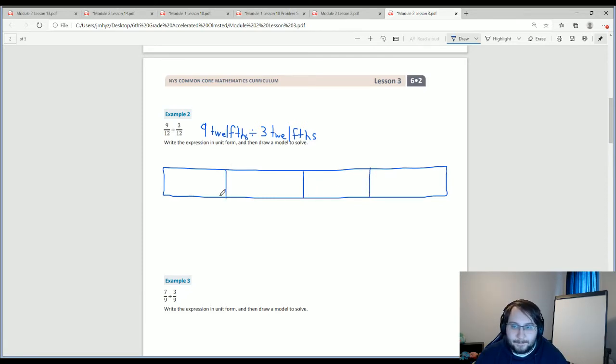Break it up into 12 separate pieces. And that should be 12 pieces. Let me just count to make sure. 1, 2, 3, 4, 5, 6, 7, 8, 9, 10, 11, 12. Perfect. Split this into 12 separate pieces.